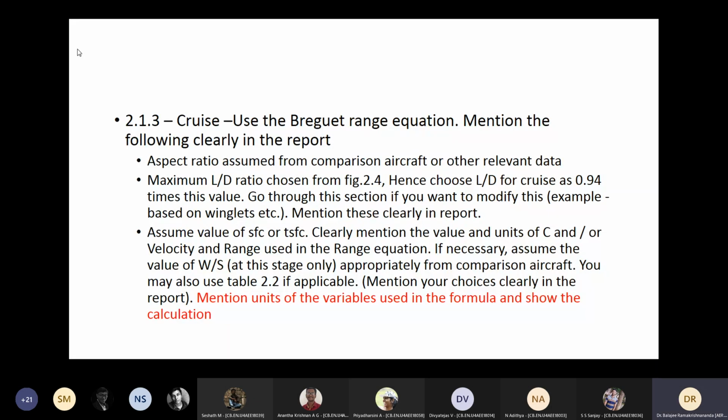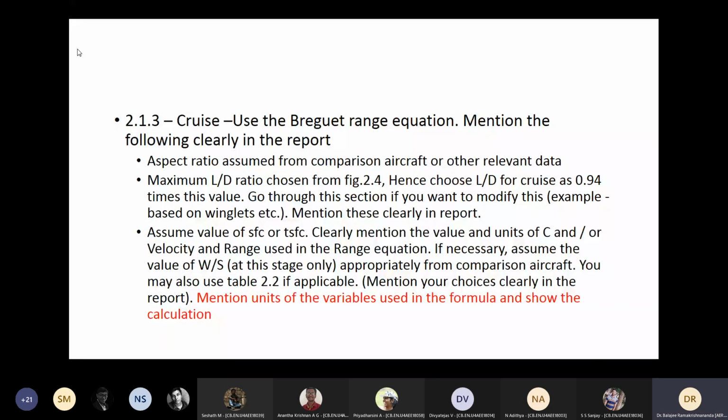you should be careful. Now, aspect ratio, assume from comparison aircraft relevant data. You may need this for some of the calculations here. Then maximum L by D ratio, you choose from figure 2.4 or any other means. So L by D is chosen as 0.94 L by D max. Now, if you want to modify it based on winglets, etc., go through this section. Mention all these clearly in the report, what you have done for your aircraft.